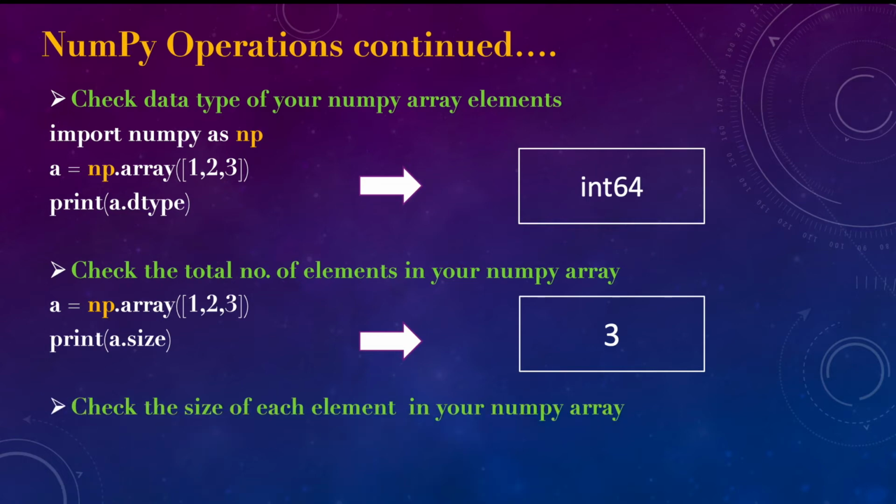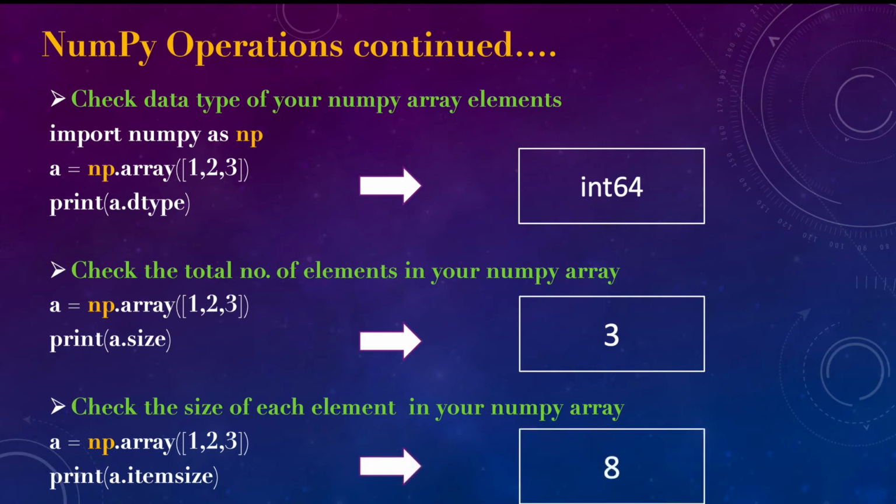Then we come to checking the size of each element in the numpy array. We create a numpy array and then to check the size of each element, we call the attribute itemsize. Itemsize gives you the size of each element. Here, as they are integers, we are getting 8 bytes as the answer.